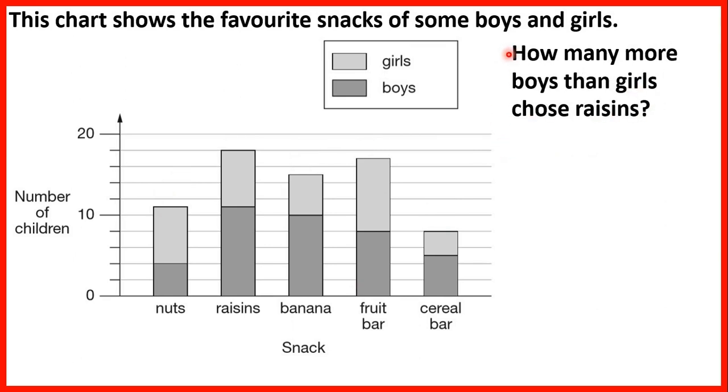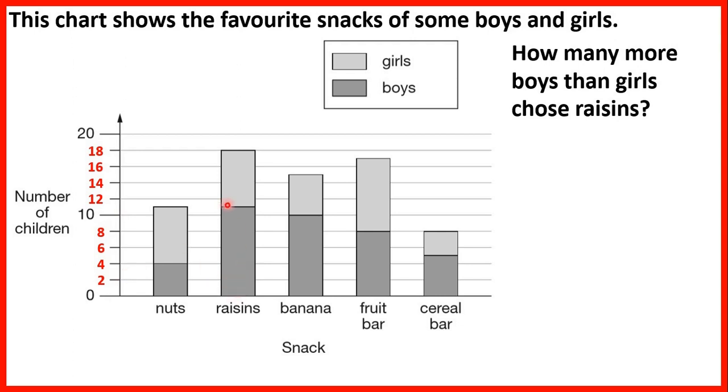Now, how many more boys than girls chose raisins? So we can look at our bar for raisins, and this time we need to know the number of boys and the number of girls so that we can find the difference. Now if we go up and then go across, we can see that it's between 2 of these little lines, and each of these little lines must be an increase of 2, because to get from 0 to 10 we have 5 lines, and 10 divided by 5 is 2.